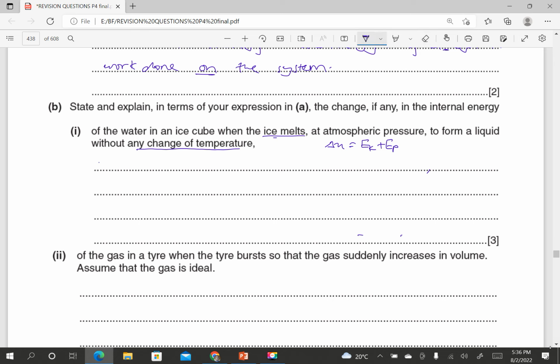So during melting, volume slightly increases. So work is done by the system. So we say potential energy increases, but kinetic energy does not change.